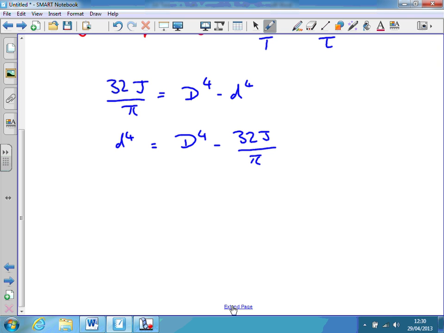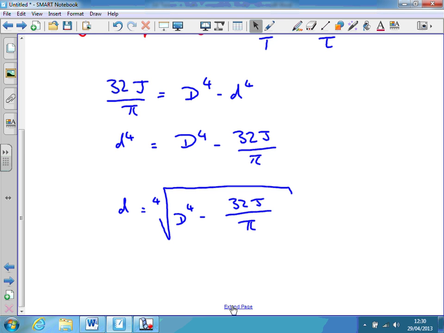So little d equals the fourth root of all that lot: D to the 4 minus 32J over pi. So see if you can work out the solution. You should find at the end that little d turns out to be around about 0.024 meters.